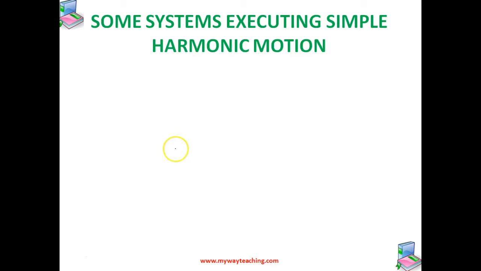Now let us study some of the systems which execute simple harmonic motion. There are no physical examples of absolutely pure simple harmonic motion. In practice, we come across systems that execute simple harmonic motion approximately under certain conditions. So there is no example which executes 100% simple harmonic motion. Whatever systems we see, they approximately show this simple harmonic motion. So now let us study oscillations due to a spring.